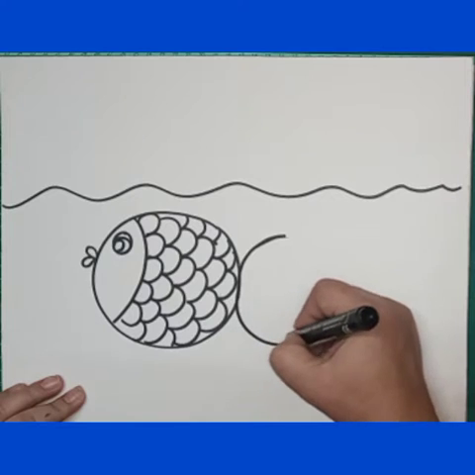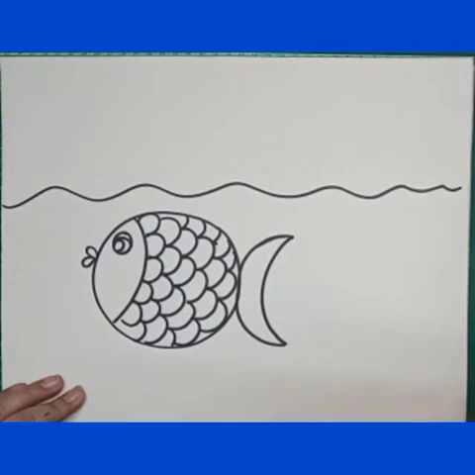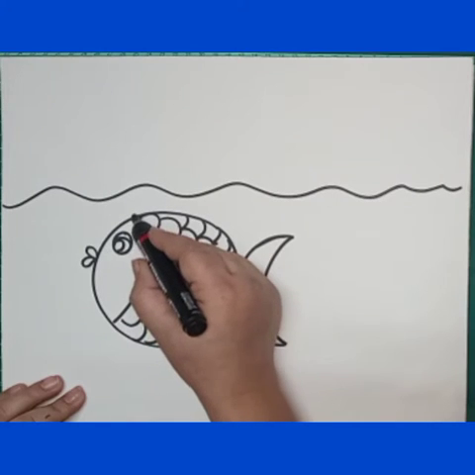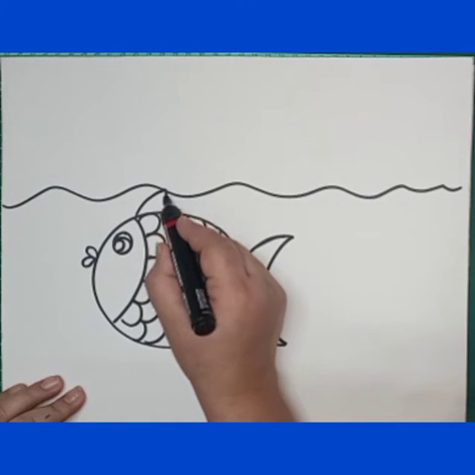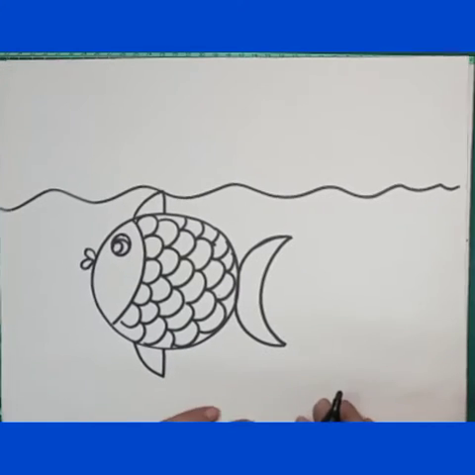At the end of the circle, on the right side, I will draw a semicircle and one curved line to join the two lines to make a tail, and two triangles for fins.